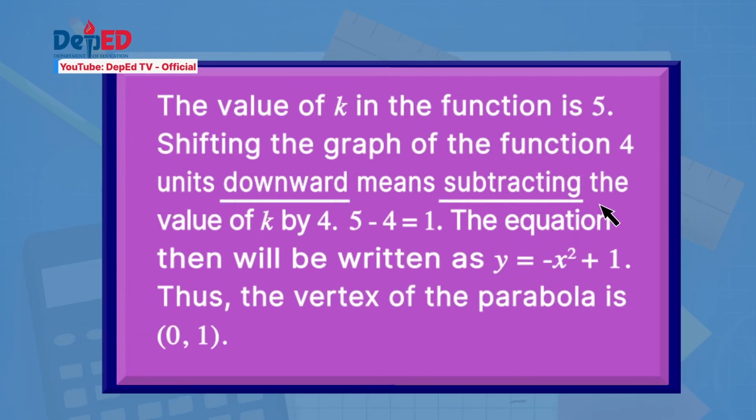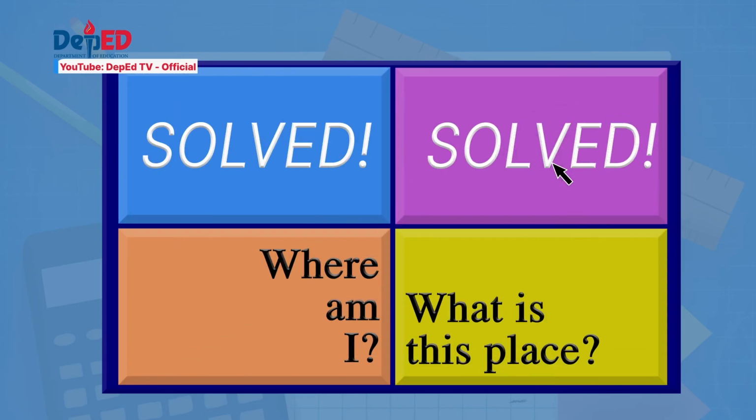The value of k in the function is 5. Shifting the graph of the function 4 units downward means subtracting 4 from the value of k. 5 minus 4 equals 1. The equation then will be written as y equals negative x squared plus 1. Thus, the vertex of the parabola is the ordered pair with coordinates (0, 1).